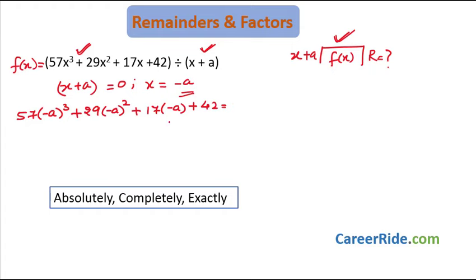Right now it is minus a, but in the actual question, you may find a to be minus 2, minus 3, minus 4 or whatever is given to you in the question.